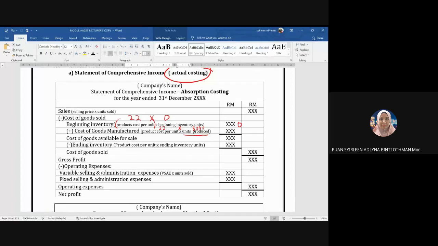Okay, so you get the cost of goods available for sale. Your ending inventory, we will still use that RM22, but you multiply it by the ending inventory units. That's why you have to calculate the cost per unit, because we have to calculate our beginning inventory, cost of goods manufactured and your ending inventory cost. And then you get your cost of goods sold.